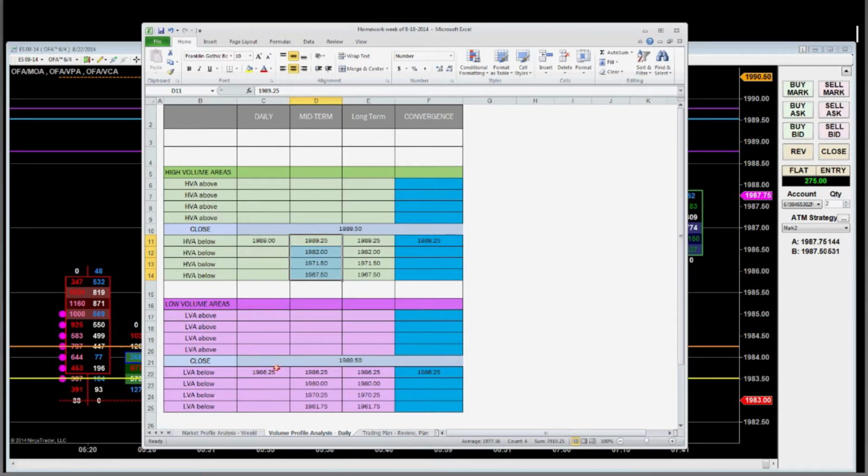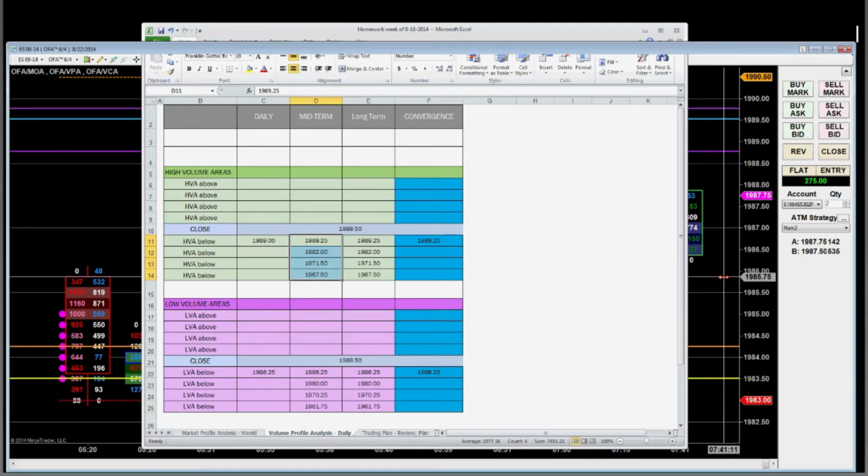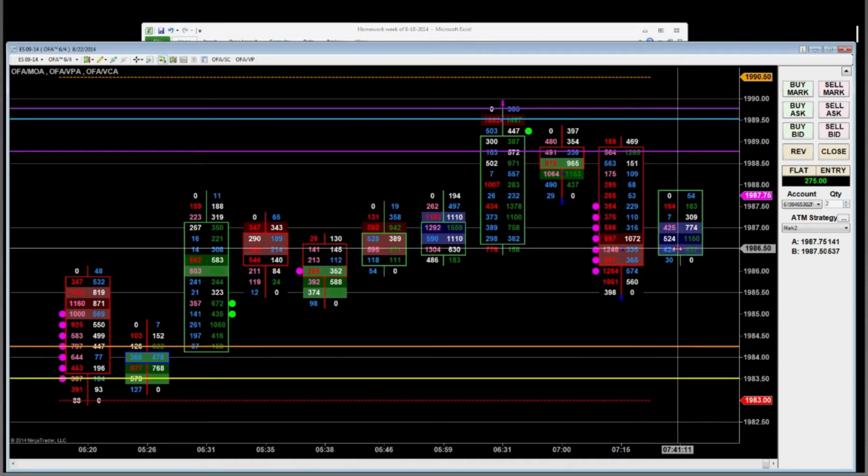So if we have a test to the downside, and actually we just had one, everybody see why I put my target here at 86.50? Yes, no? Okay.